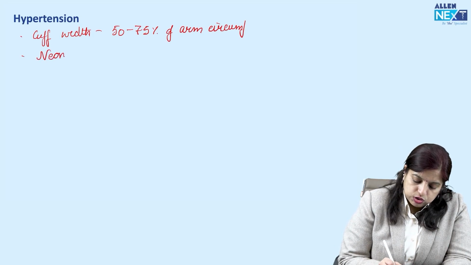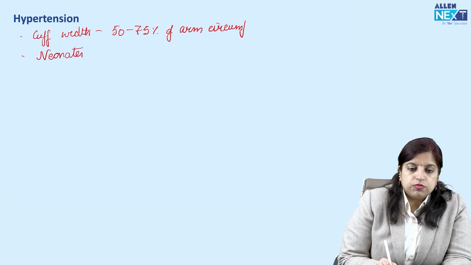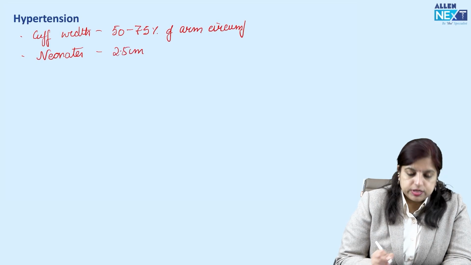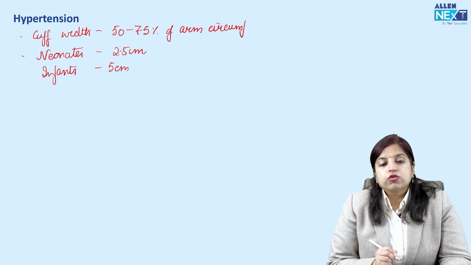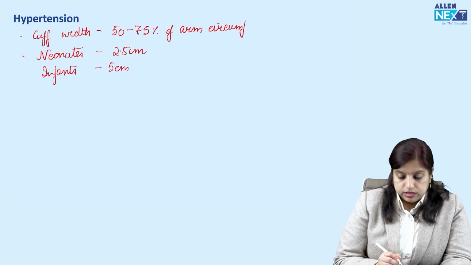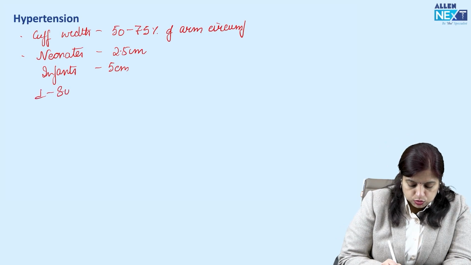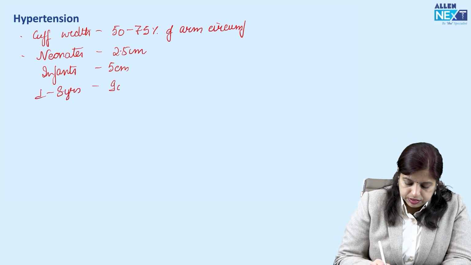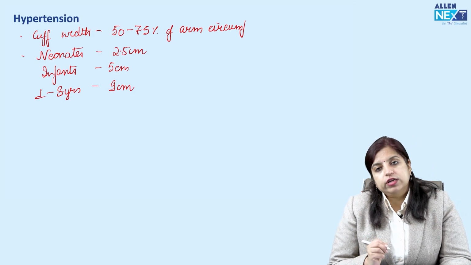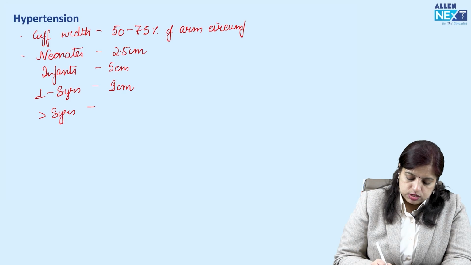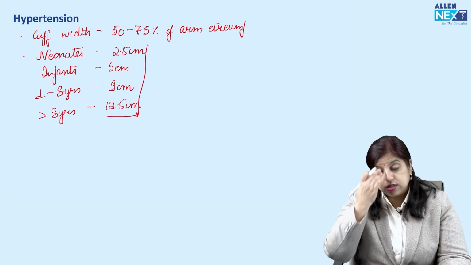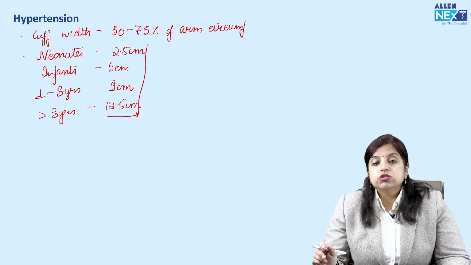In neonates, we use a cuff of 2.5 centimeter width. In infants, just double it, that is 5 centimeter. Then in 1 to 8 years, we again almost double it, it is 9 centimeters. And in older children, that is above 8 years, we use around 12.5 centimeters width. These are the cuff width sizes you should know.